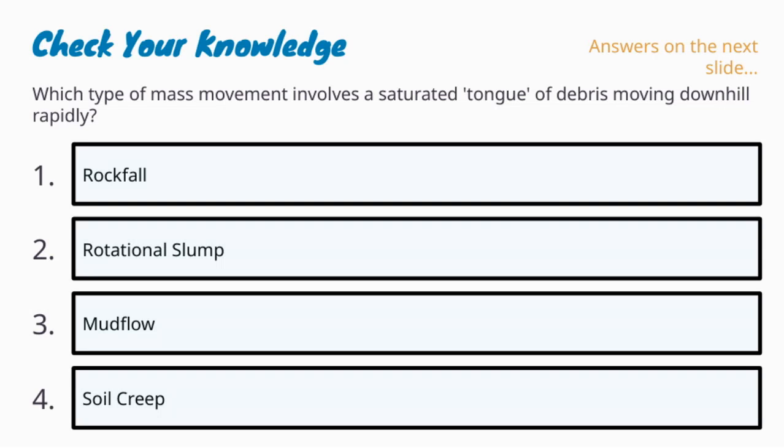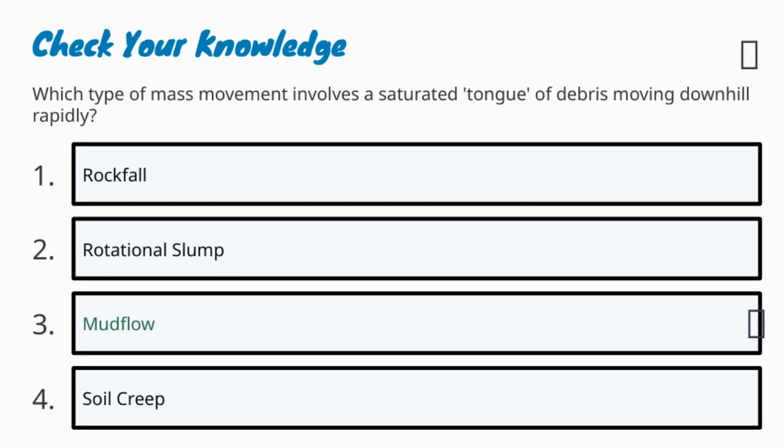Let's check your knowledge of mass movement. The question is, which type of mass movement involves a saturated tongue of debris moving downhill rapidly? Is it 1. Rockfall, 2. Rotational slump, 3. Mudflow, 4. Soil creep? Take a moment to think. The key clue is the word saturated. Saturated means full of water. When soil and debris become full of water, they can flow downhill quickly, almost like a thick liquid.